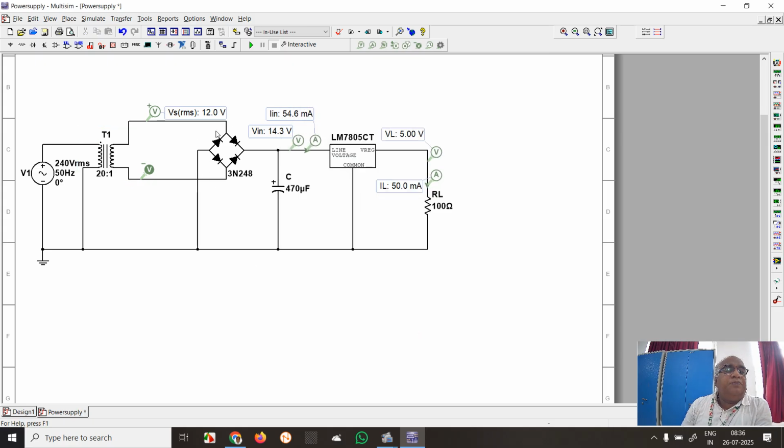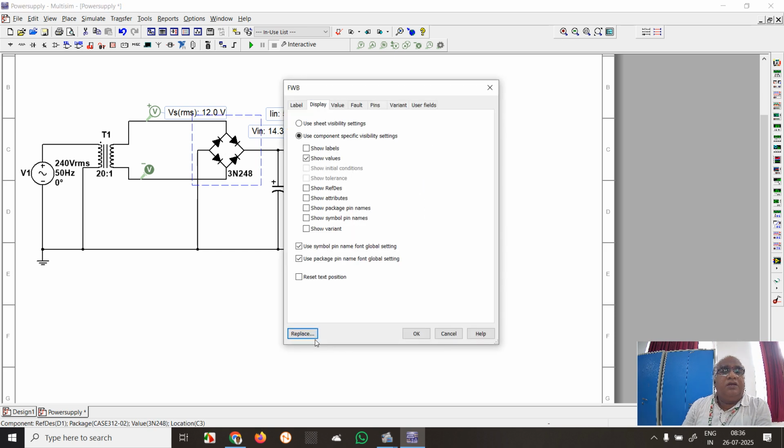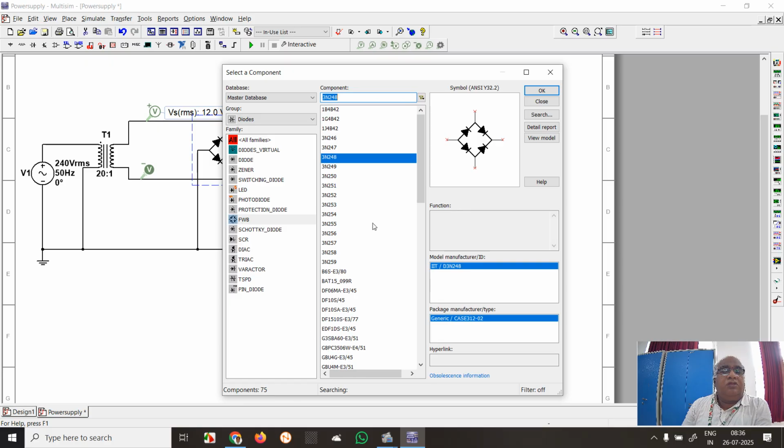This is a bridge rectifier directly available in Multisim, and the number is 3N248. To place this, you just double click here, and you can see it in the diodes. In the diodes you find the 3N248.